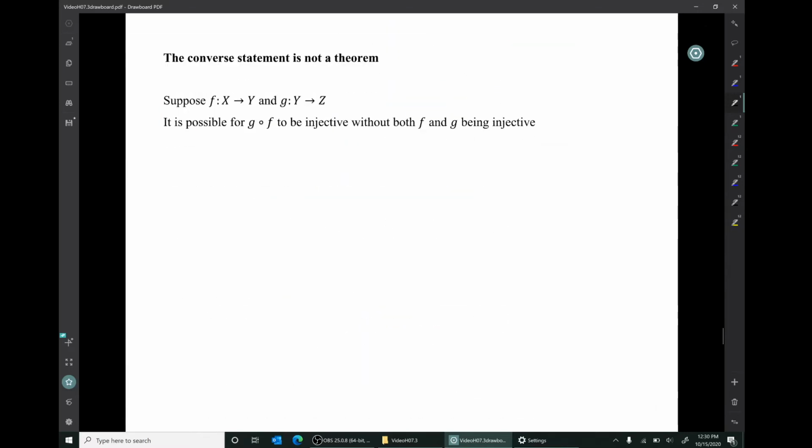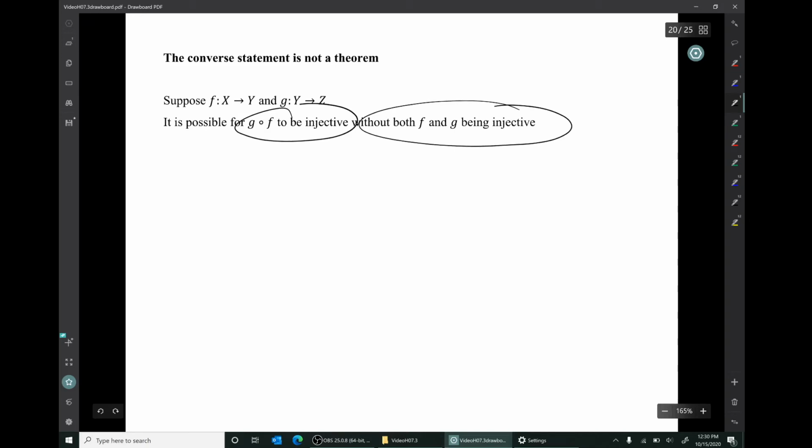The converse statement is not a theorem, though. Suppose f maps X to Y and g maps Y to Z. It's possible for the composition to be injective without both f and g being injective. Let me give an example of that.